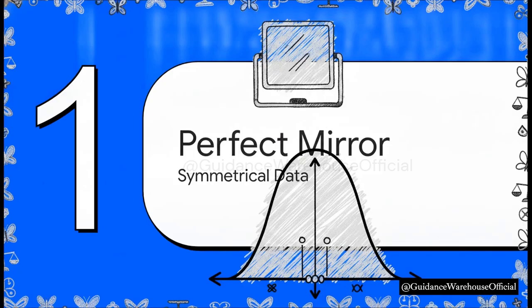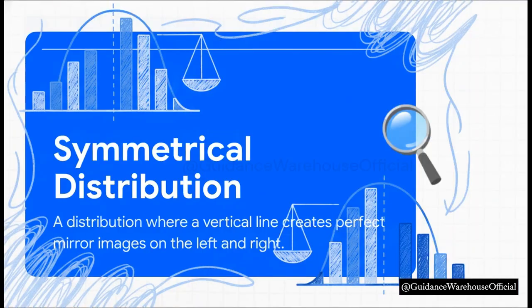Section 1. Perfect mirror. Symmetrical data. Let's start with the easiest shape to build our baseline. A symmetrical distribution is basically one where, if you drop a vertical line right down the middle, you get perfect mirror images on the left and the right. The left side balances exactly with the right side.